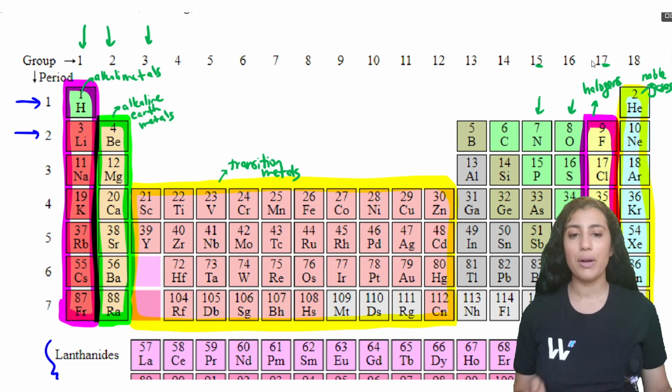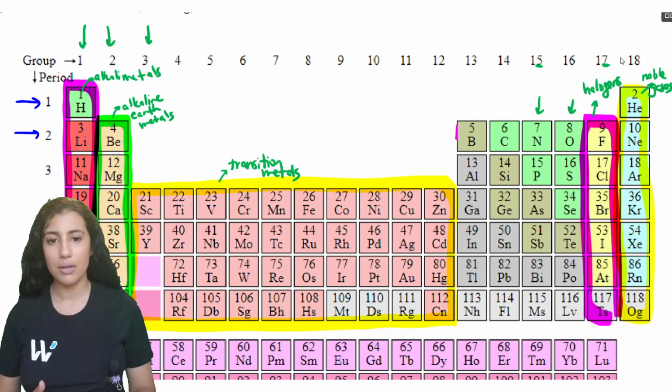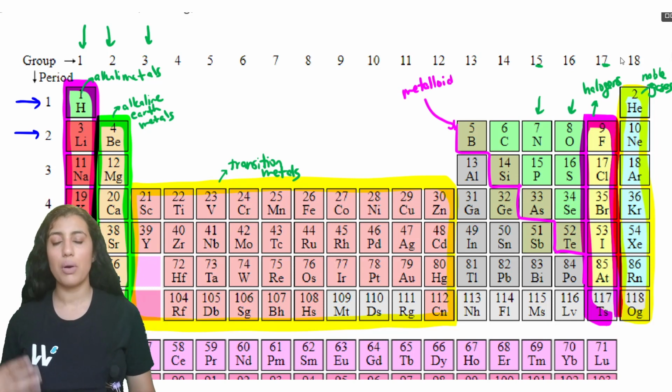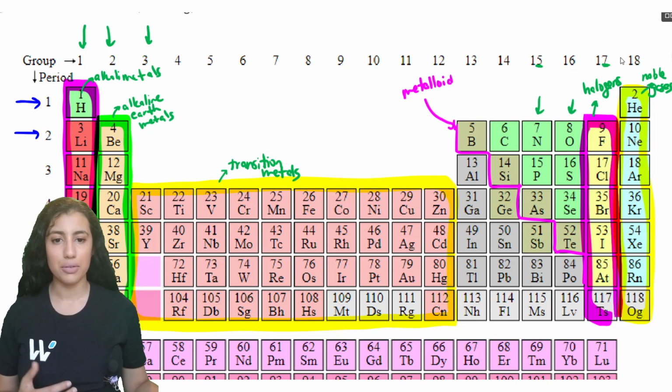Okay, and what separates the metals from the non-metals is a metalloid staircase. It's this imaginary staircase that we can draw in the periodic table. And anything that touches this staircase is a metalloid. And a metalloid is just something that shares properties of both metals and non-metals.